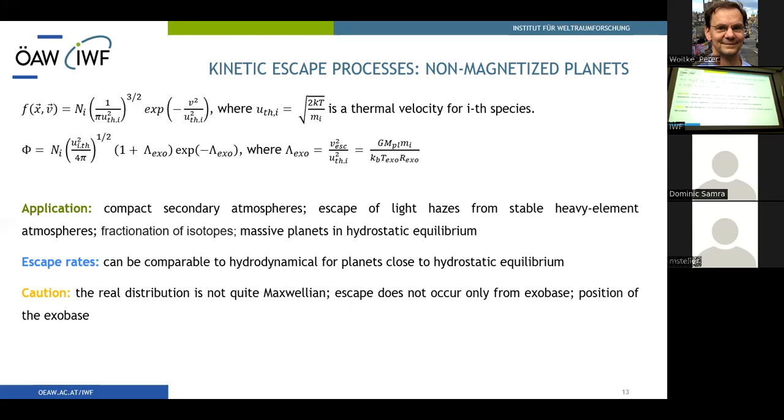Speaking of the escape rates or the specific mass loss rates for this type of escape, they can be comparable to the hydrodynamic mass loss rates, which are the highest among all. Specifically for those planets which are close to hydrodynamic equilibrium. So it is the compact secondary atmospheres or some very massive and not too warm Jupiter-like planets.